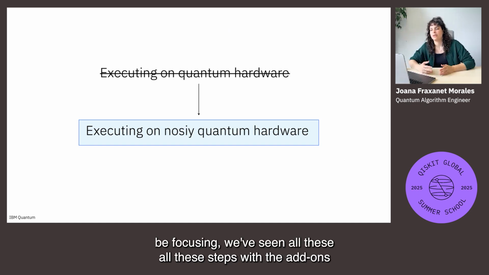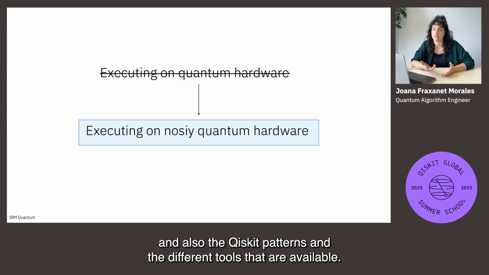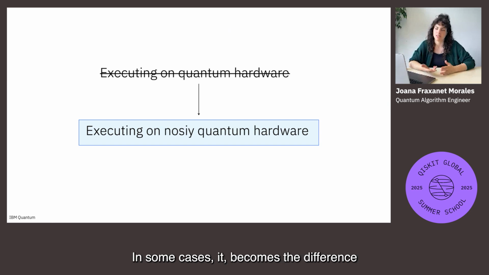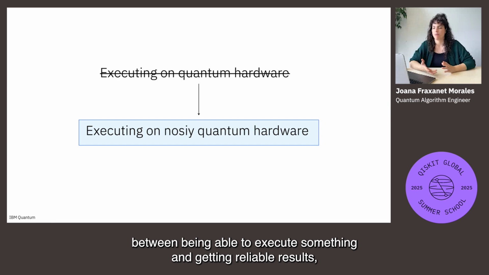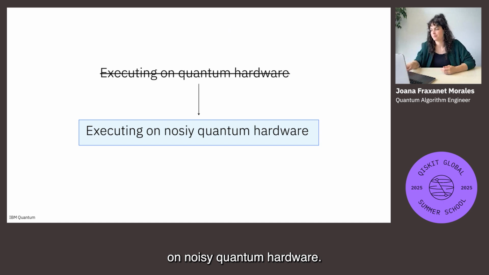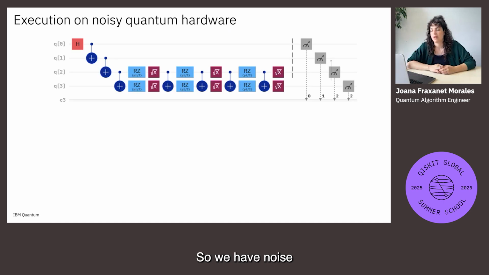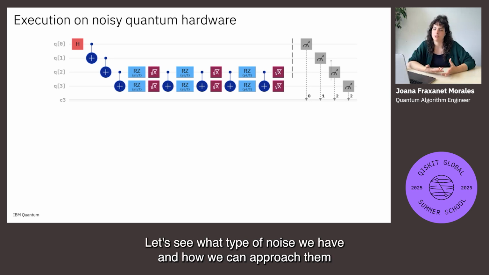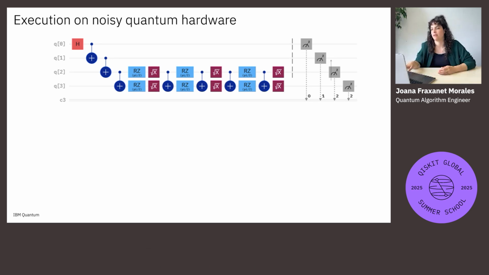So now we're going to be focusing. We've seen all these steps with the Qiskit add-ons and also the Qiskit patterns and the different tools that are available. We're going to be focusing on one specific thing, which I believe is the most important, and in some cases it becomes the difference between being able to execute something and getting reliable results and not getting them, which is the fact that we're executing on noisy quantum hardware. So we have noise in our devices, and we have different types of noise. Let's see what type of noise we have and how we can approach them.